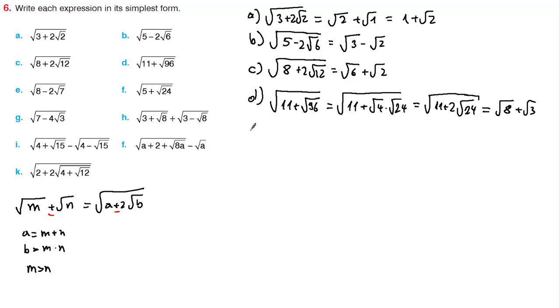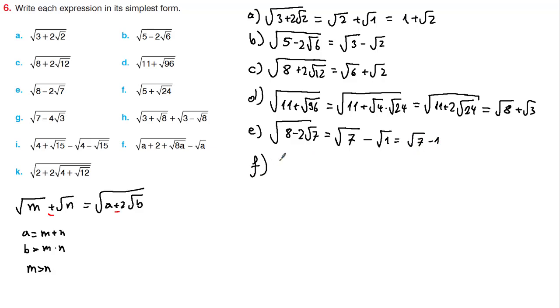Perfect. Now under E, we get square root of 8 minus 2 root of 7. This is already in the requested form, so we can directly continue from here. Two numbers that add up to 8 but multiply to 7. These numbers should be 7 and 1, so root of 7 minus root of 1. Now root of 1 being just 1, we can rewrite it as root of 7 minus 1.